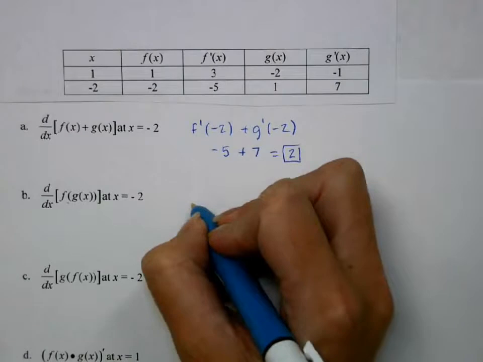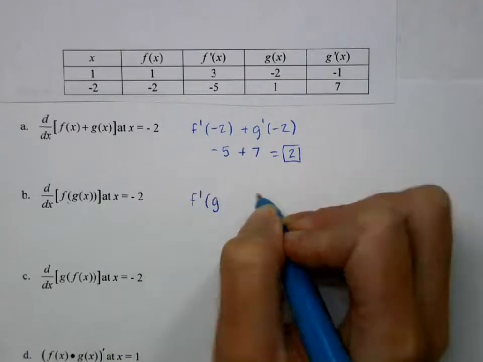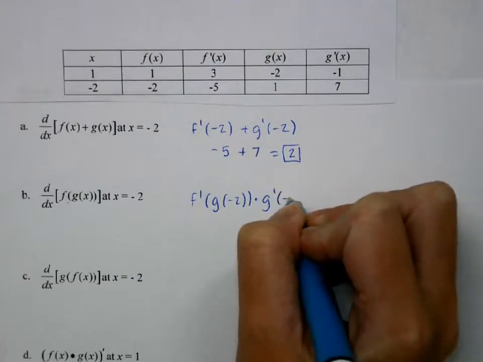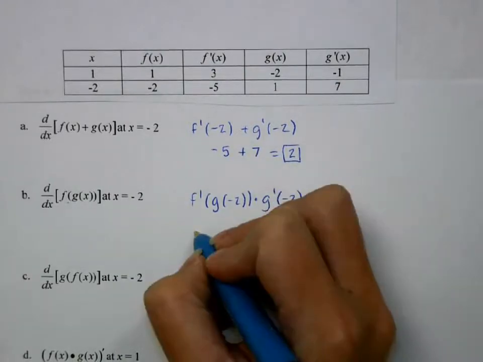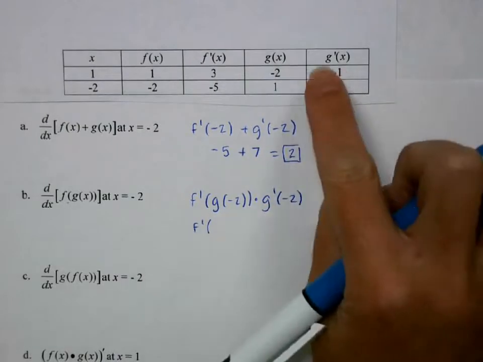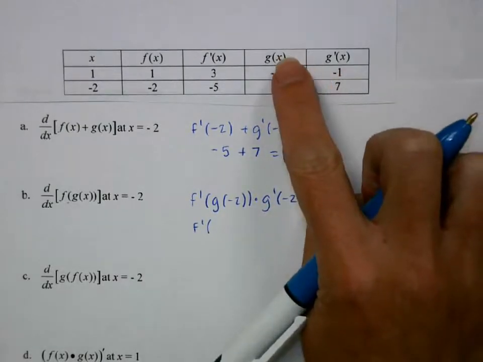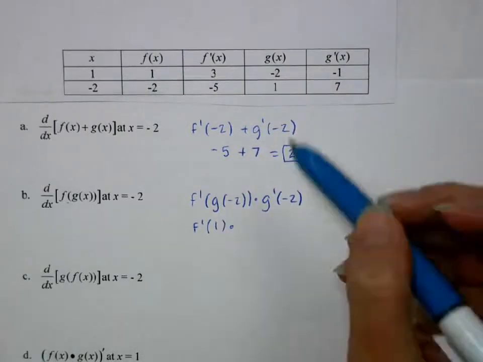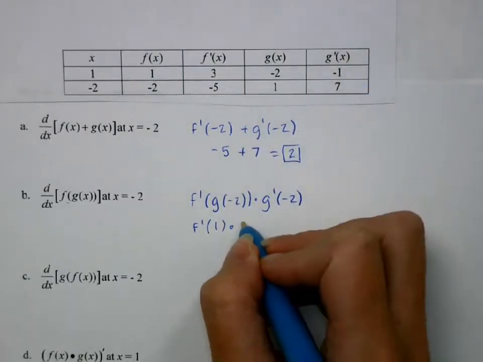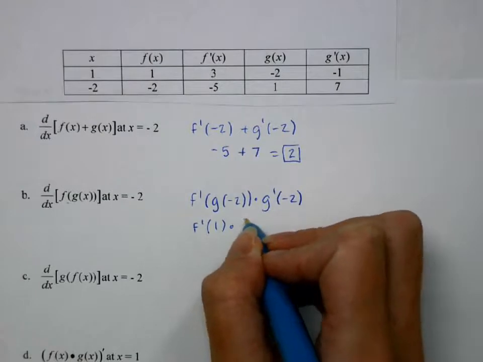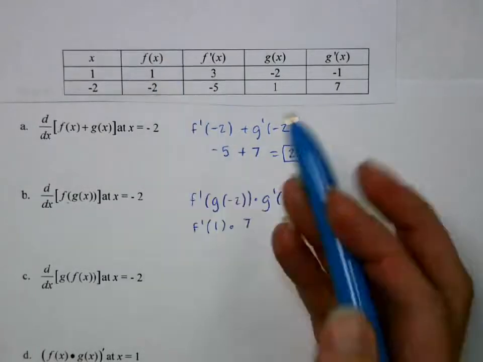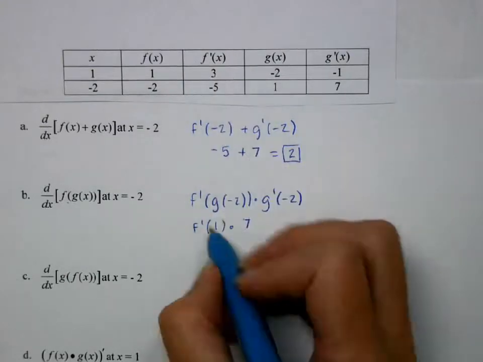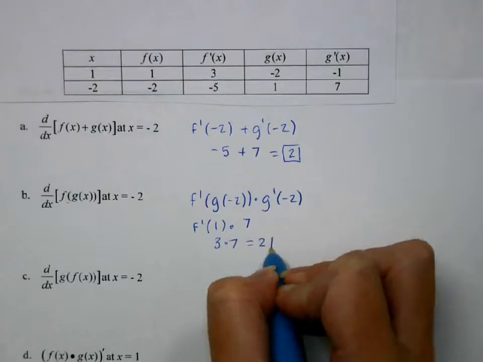F of g, that's going to be f prime g of, in this case, -2 times g prime of -2. F prime g of -2 is 1. G prime of -2 is 7. F prime of 1 is 1. No, f prime of 1 is 3. 3 times 7 is 21.